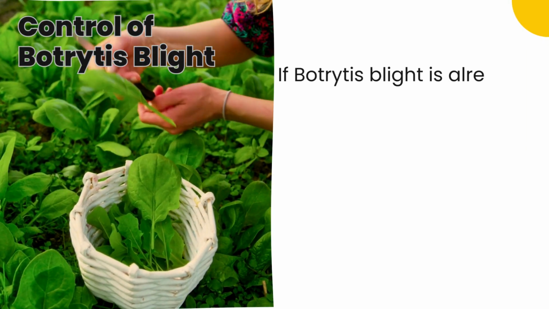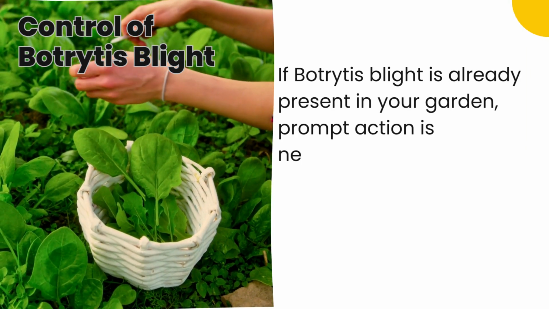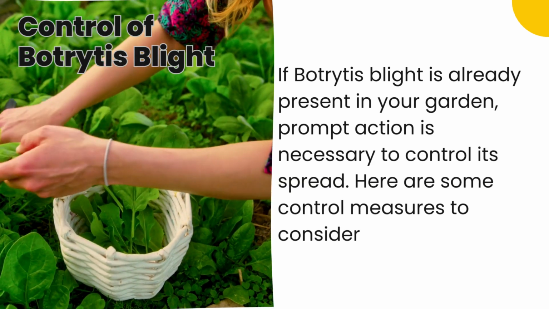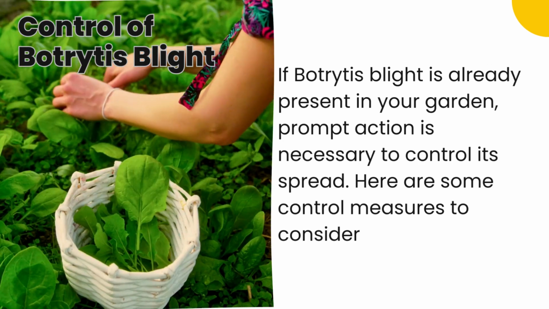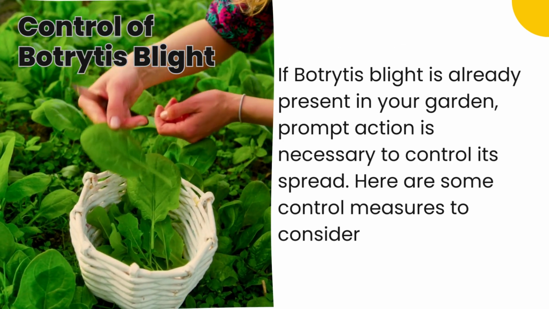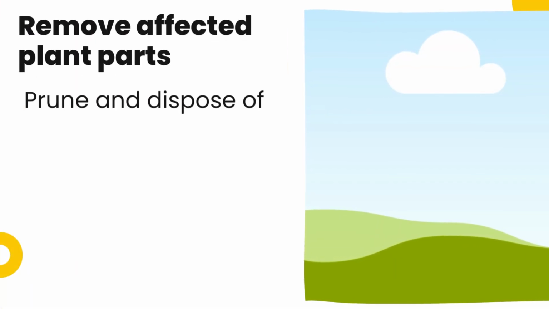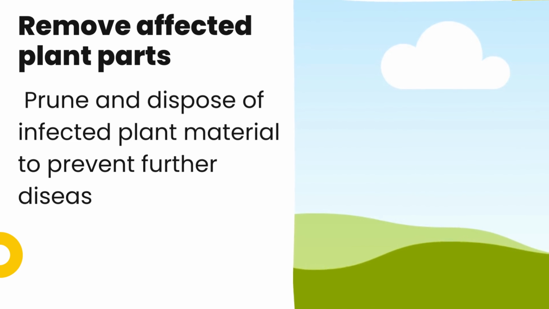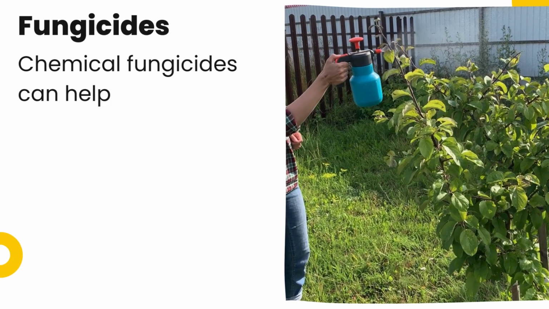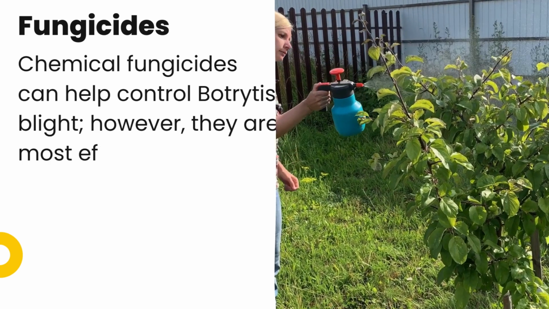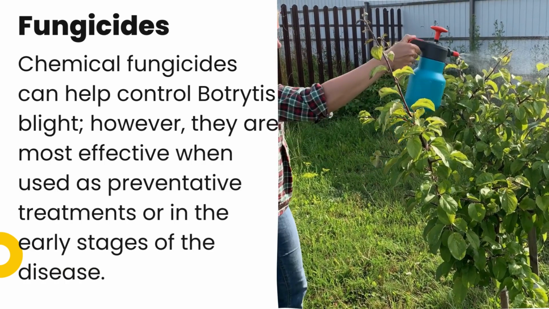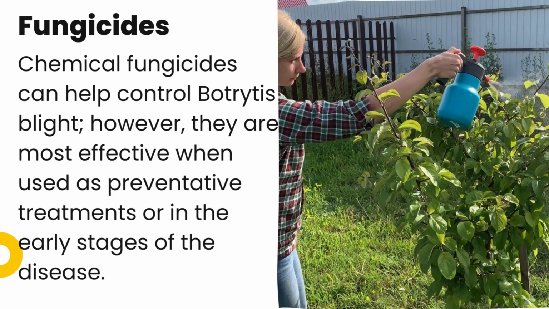Control of Botrytis blight. If Botrytis blight is already present in your garden, prompt action is necessary to control its spread. Here are some control measures to consider: remove affected plant parts. Prune and dispose of infected plant material to prevent further disease spread. Fungicides. Chemical fungicides can help control Botrytis blight, however, they are most effective when used as preventative treatments or in the early stages of the disease.